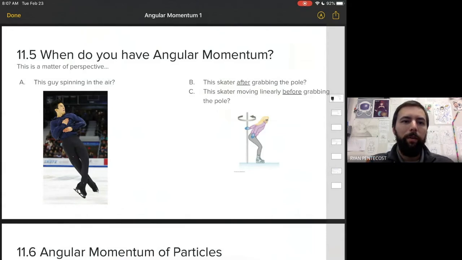Hi everyone. Today we are going to start angular momentum. So the first slide asks us, when do you have angular momentum? It's a matter of perspective, and we're going to go more into this later.